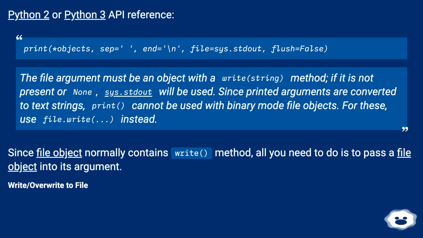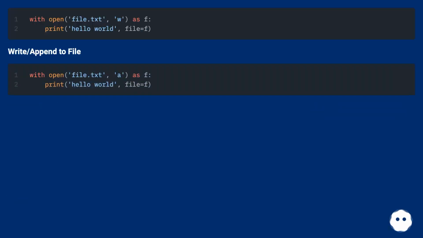Since file objects normally contain a write method, all you need to do is to pass a file object into its argument. Write/overwrite to file. Write/append to file.